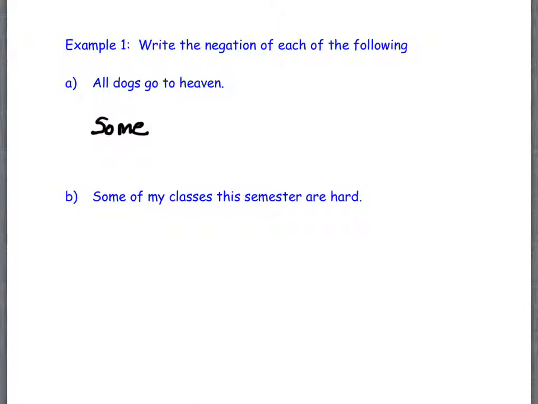So this is about some dogs now. And what would be the opposite statement? Would it be opposite to say some dogs go to heaven or to say some dogs don't? Which one? Don't, right? That's the opposite of what this says right now. Right now it says all of them do. So in order to make that false, some of them, that is some dogs, would have to not go to heaven. So some dogs don't go to heaven.